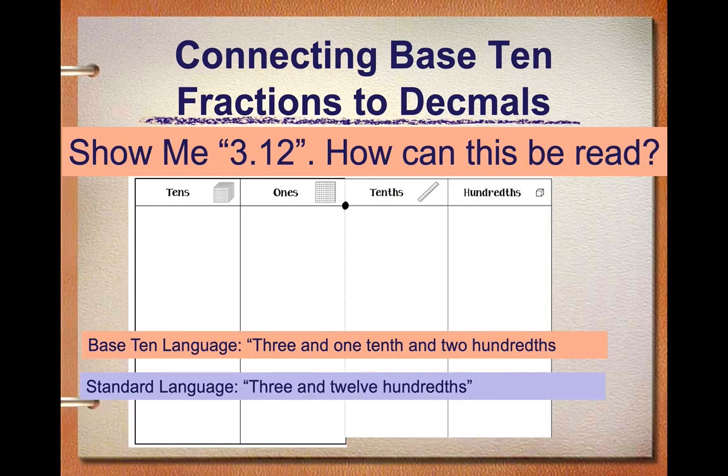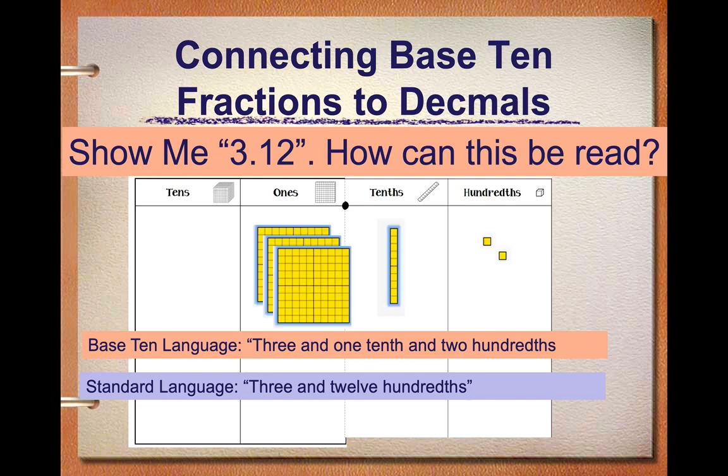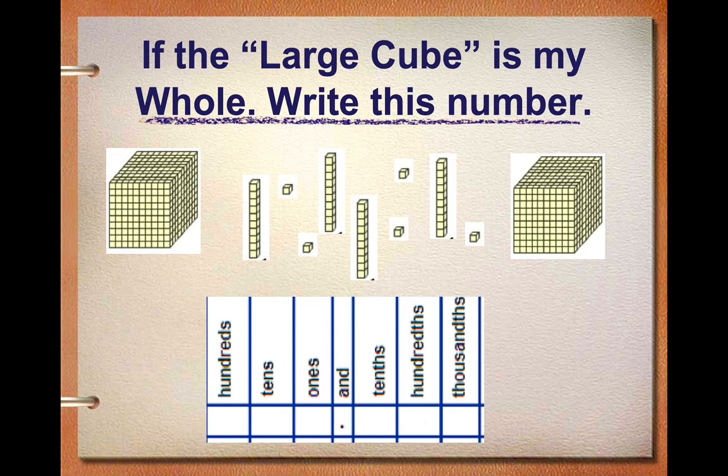Yeah. So if we looked at this one, 3 and 12 hundredths, what could that look like? This is one way it could look. And again, as we emphasize, in base 10 language, we could say 3 and 1/10 and 2 hundredths, or using standard language, 3 and 12 hundredths. So again, both are fine, both have a place, and we see how the visual connects to the written and oral language for decimals here.